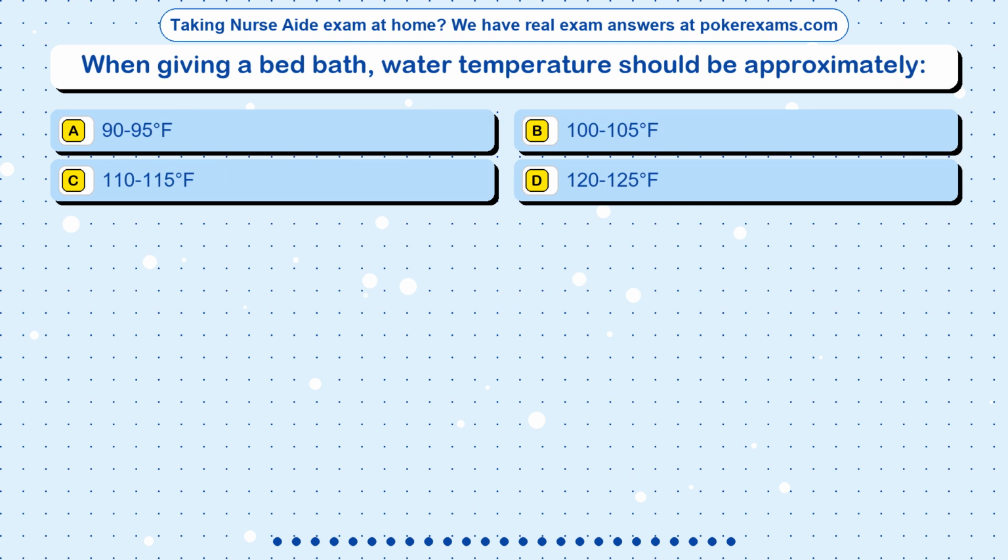Question 25. When giving a bed bath, water temperature should be approximately: Option A, 90 to 95 degrees Fahrenheit. Option B, 100 to 105 degrees Fahrenheit. Option C, 110 to 115 degrees Fahrenheit. Option D, 120 to 125 degrees Fahrenheit.